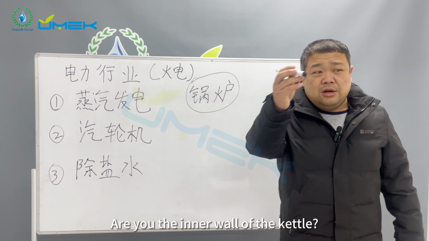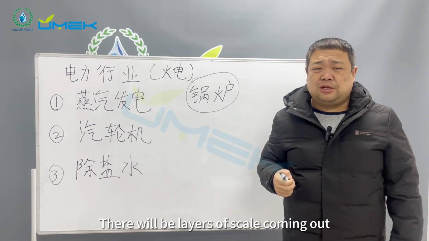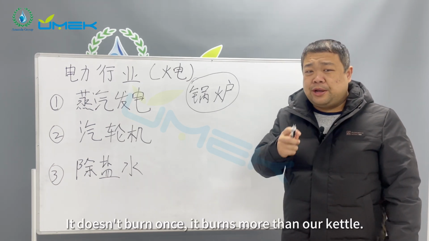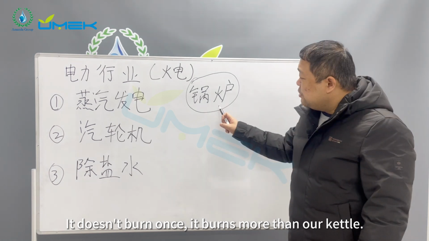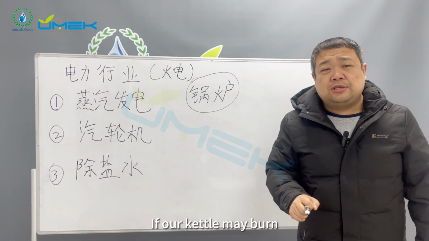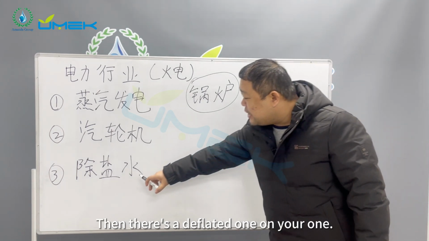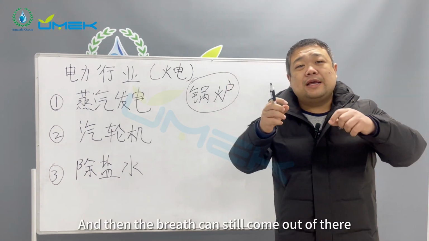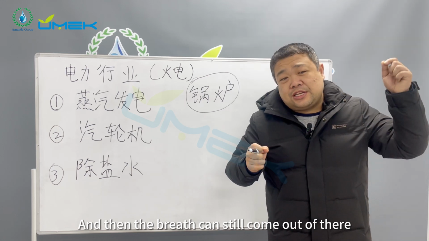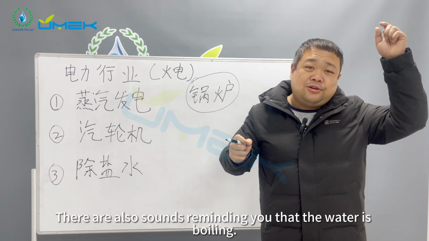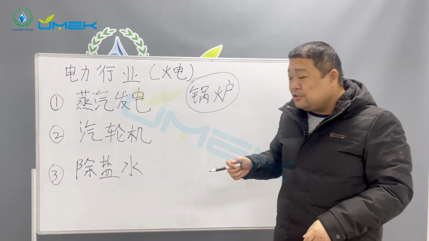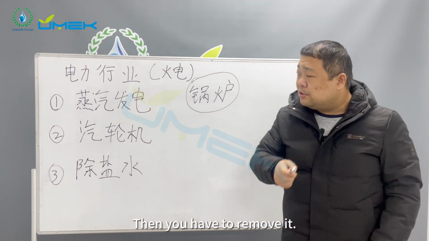the inner wall of the kettle will have layers of scale coming out. A boiler doesn't burn just once; it burns far more than our kettle. With our kettle, after the water boils there's a small hole where the steam can still come out, and there are also sounds reminding you that the water is boiling. Then you have to remove it.